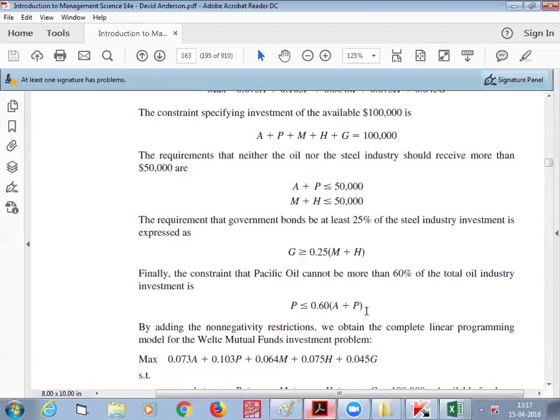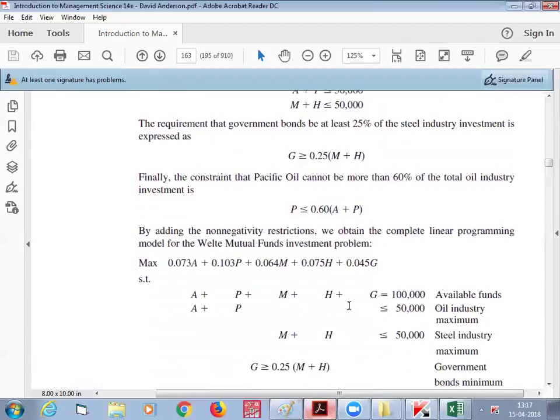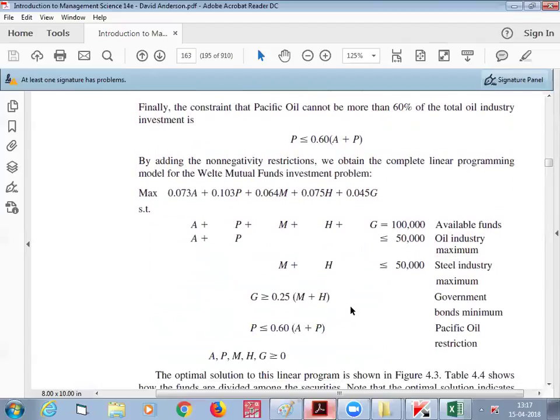And so the final problem will look like this. This is our total return, that's what we're maximizing. First three constraints are available funds, oil industry and steel industry restrictions. Then government bond minimum, 25%, that one, and Pacific oil restriction is the last one.